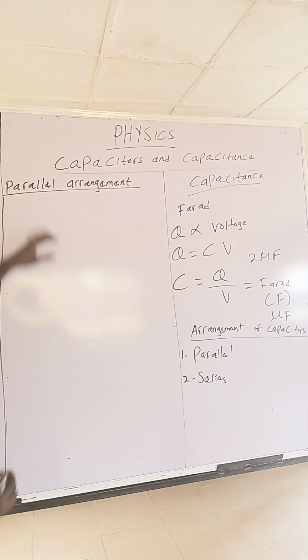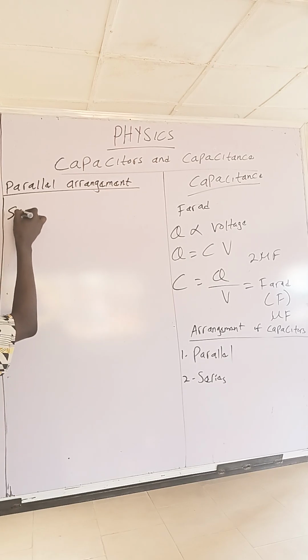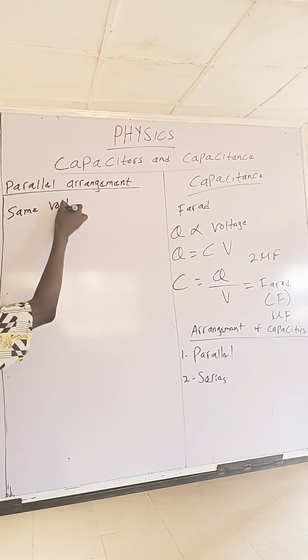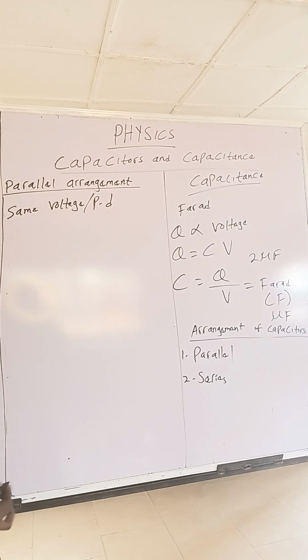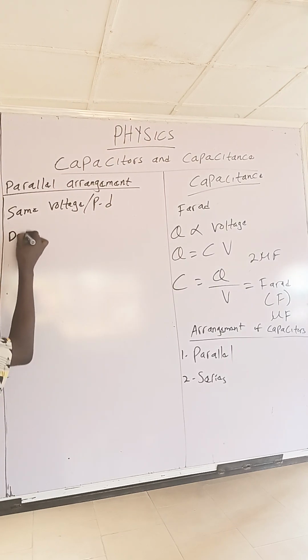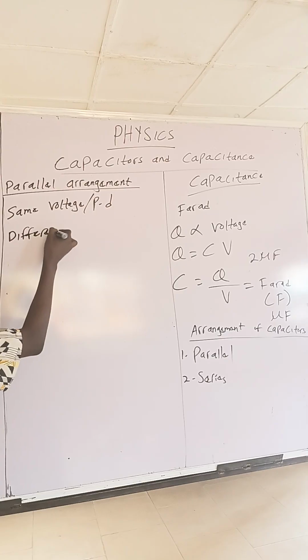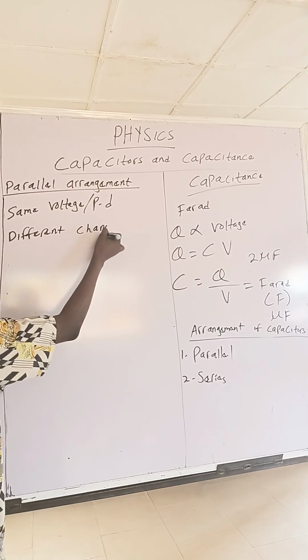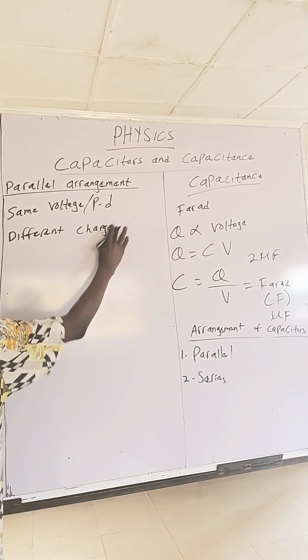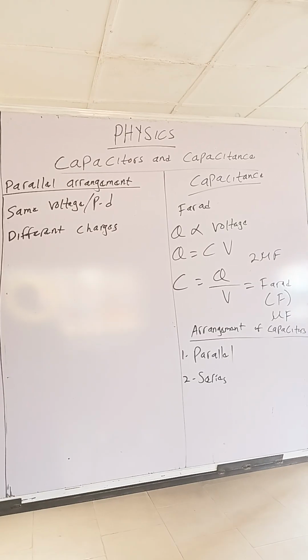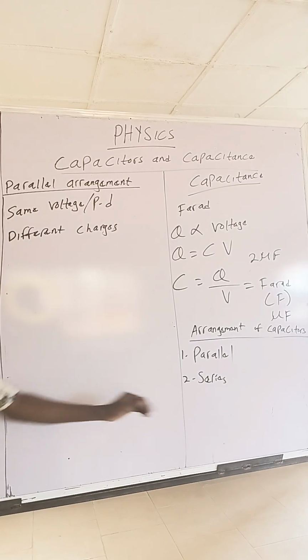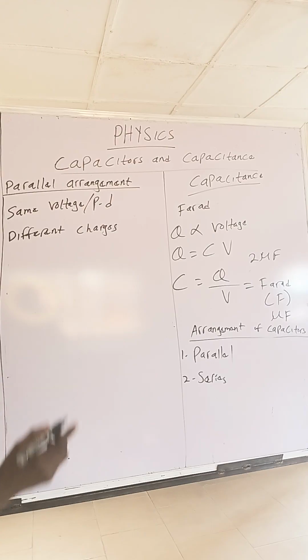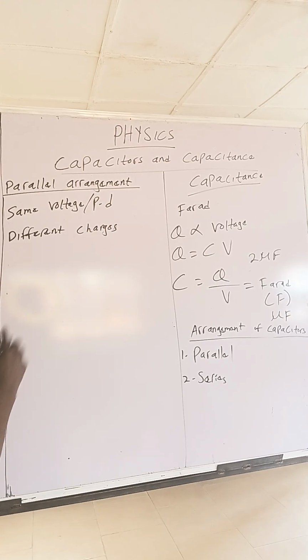They are said to be arranged in parallel when they have the same voltage, or simply the same potential difference, but different charges. So basically, this is how we identify a parallel arrangement of capacitors from a series arrangement of capacitors. Now let's see an illustration of a parallel arrangement of capacitors.